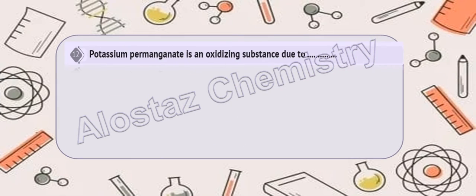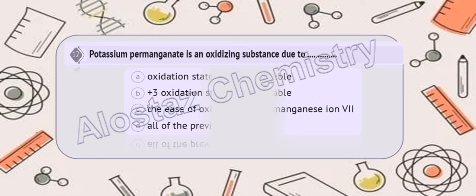Question 12 says that potassium permanganate is an oxidizing substance due to what? Our choices: its oxidation state +2 is more stable; its oxidation state +3 is more stable; the ease of oxidation of the manganese ion, which is in group 7; or all of the previous. What do you think is the right answer here?